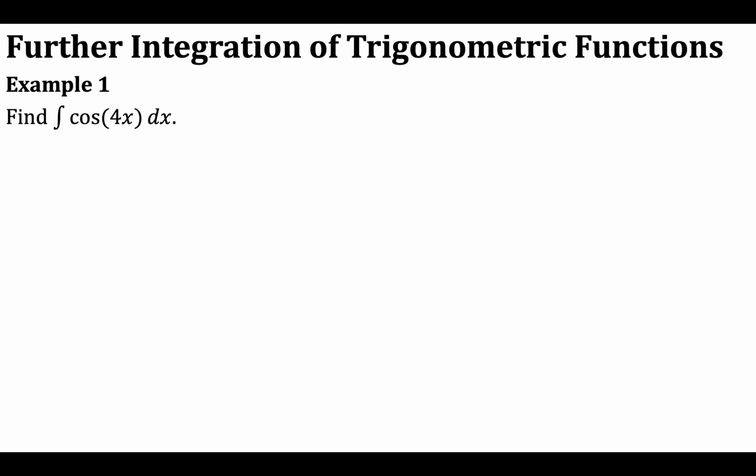So let's look at example 1 then. We want to find the integral of cos of 4x with respect to x. And you can see here, obviously, the argument of our cosine function is 4x. So the 4 will obviously serve a purpose here once we integrate. So we're integrating cos of 4x with respect to x. That gives us sine of 4x, and we need to divide by the coefficient of x, which is 4. So we're dividing by 4, and then we're adding our constant of integration, and that's our final answer there.